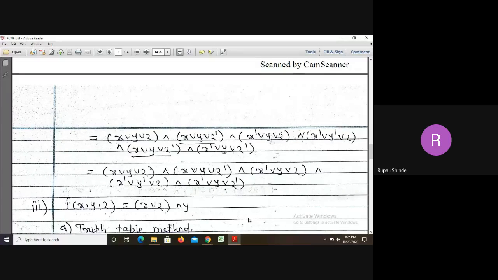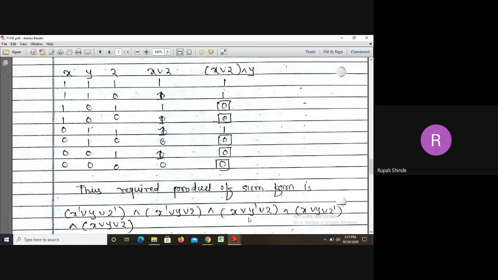Okay. So likewise, if the last column of your truth table contains value 1, then we have, yes, hello, hello. Yes, yes, ma'am. Yes, sir.